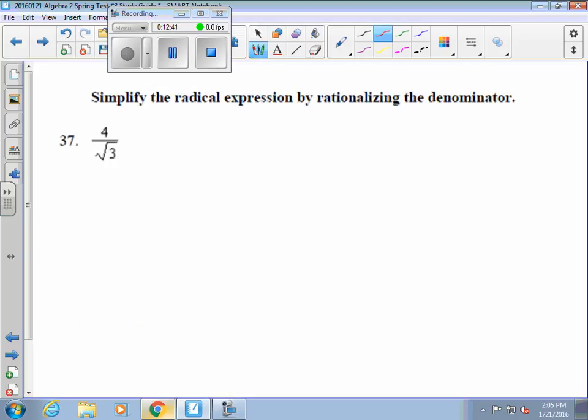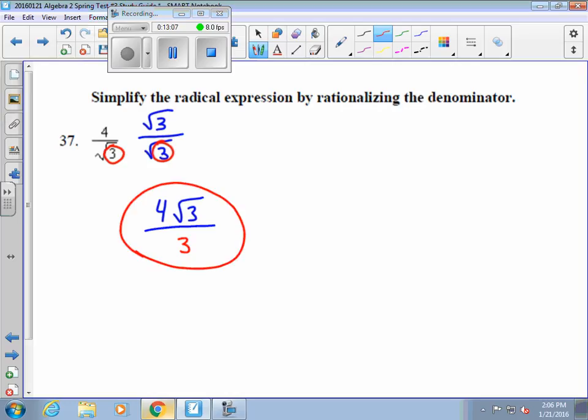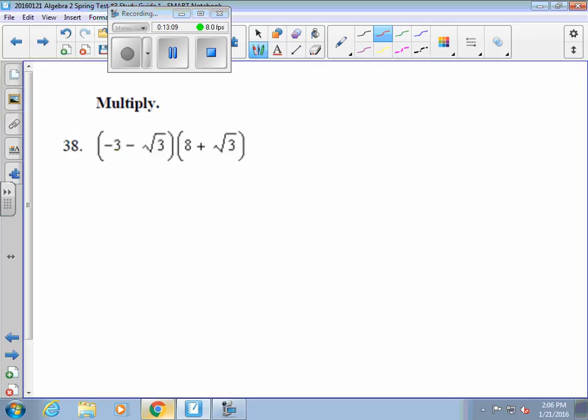Number 37 says rationalize this. You cannot have a radical at the bottom. Anytime you do, you need to multiply whatever that is over itself times whatever you're dealing with. 4 times the square root of 3 will look simply like that. The square root of 3 times the square root of 3 gives you the square root of 9. Or you can see, since you're doing the same radical by itself, you pull a radicand out. 4 times the square root of 3 over 3 is the simplified version of it in radical form.